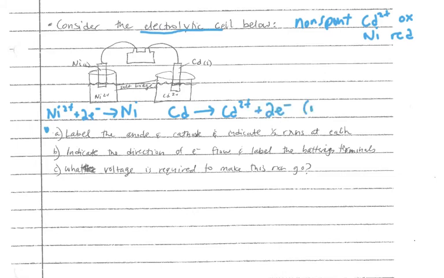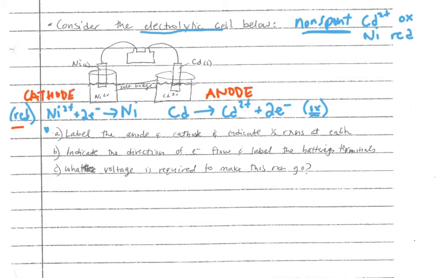This is an oxidation reaction. This is a reduction reaction. And we figured out which one was getting oxidized and reduced by looking at the table and figuring out that between those two metals, the non-spontaneous direction is cadmium being oxidized and nickel being reduced. Oxidation always occurs at the anode, so this side is the anode, and reduction always occurs at the cathode. So that makes this the cathode.